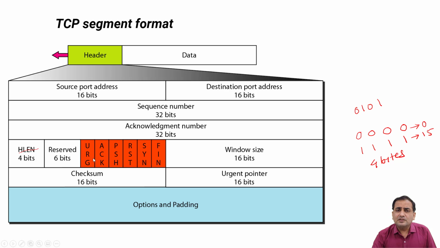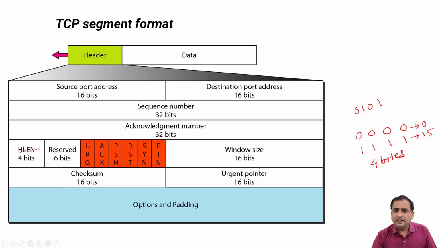Now you can ask me a question, what is the use? See, the use of URG is that if I have some control information to be passed before my receiver processes data, probably that message I can put here in the urgent pointer. This is the data you process first, and then you process in the sequence. And when I have to tell the receiver that the urgent pointer is in use, I have to set URG equal to 1. I hope all the flags are clear to you.